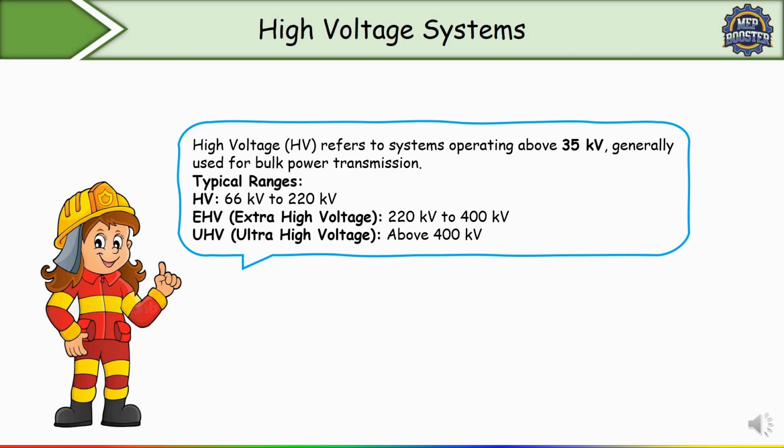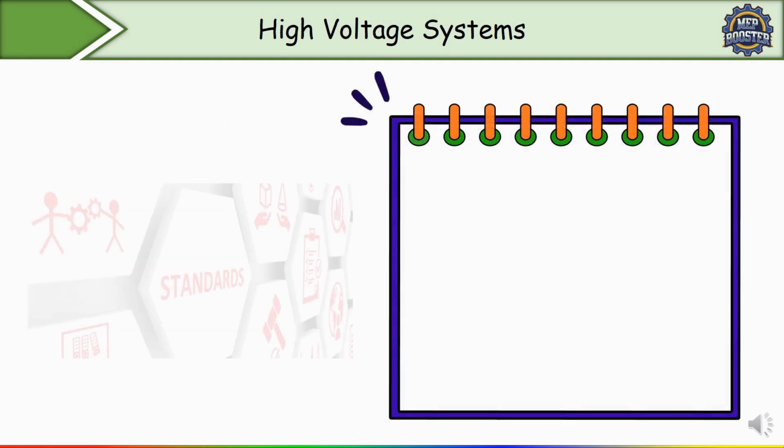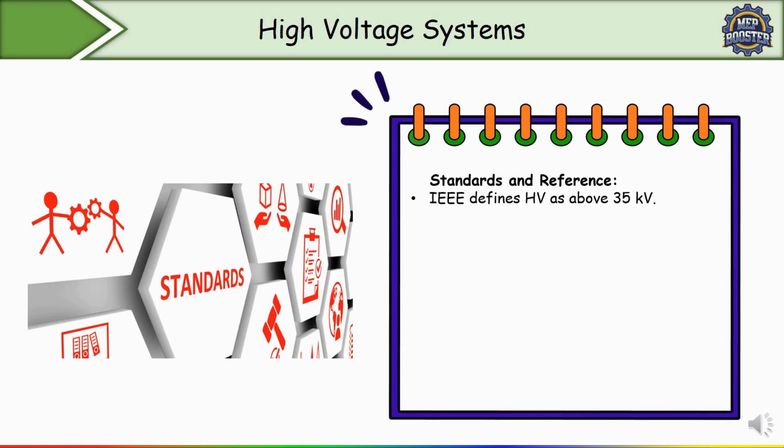Now why is high voltage used for transmission? Because it reduces power loss. It can also improve efficiency and economy, and also allows long distance transmission. So there are many reasons why high voltage is used for transmission. Now where you see high voltage systems, that we'll also discuss. Here you can see some standards and references given: as per IEEE, high voltage is defined as above 35 kilovolt, which is used for long distance power transmission due to lower losses.